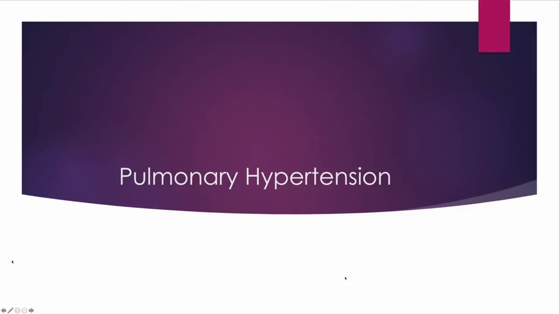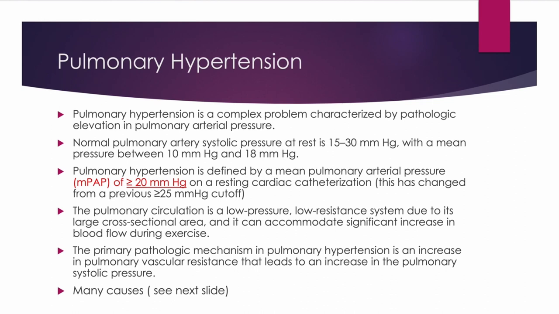All right, so next up, we're going to talk pretty briefly about pulmonary hypertension. Certainly much less intense conversation than we had about pulmonary embolism. So pulmonary hypertension, let's take a look. Pulmonary hypertension is a problem defined by pathologic elevation in pulmonary arterial pressure.